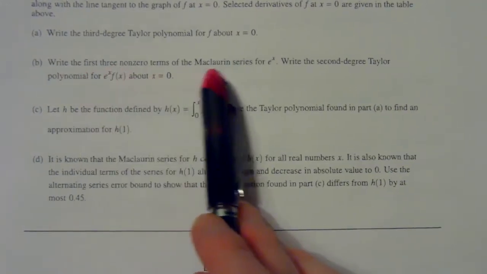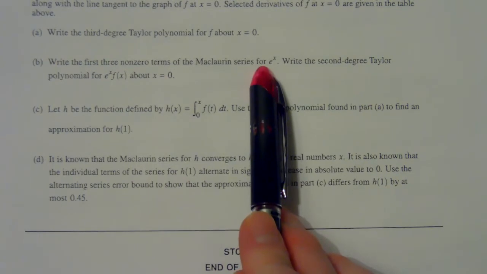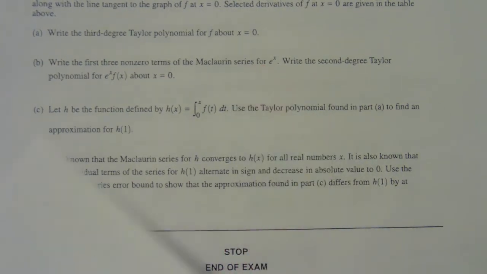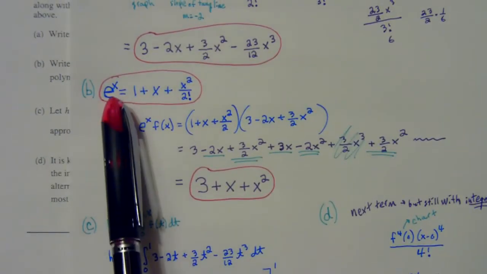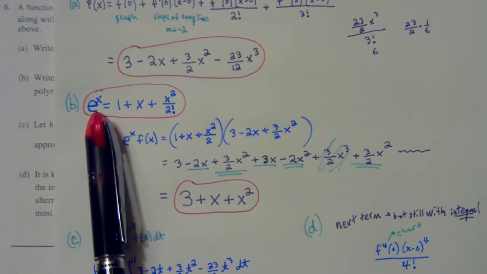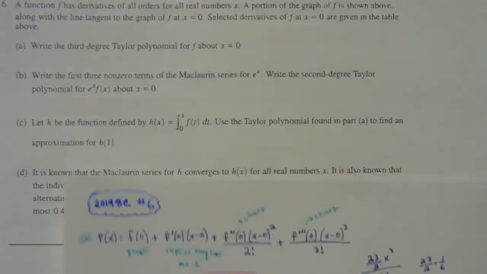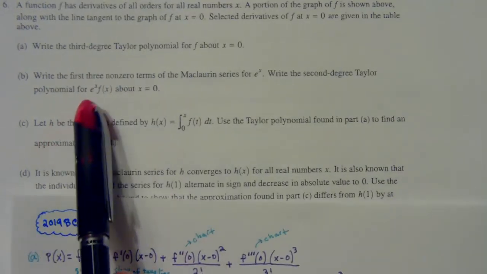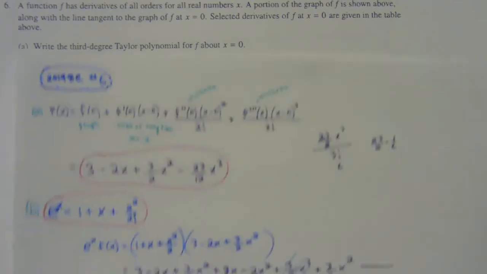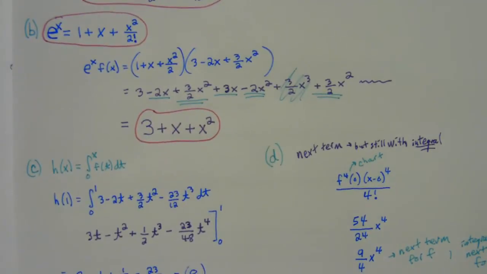The first part just says write the first 3 terms of the Taylor series or the Maclaurin series for e to the x. And so there's what you got memorized from your purple sheet there. Your e to the x is 1 plus x plus x squared over 2 factorial. Those are the first 3 terms. And then it wants us to use that to find e to the x times f of x. And I believe this is the second time we're seeing something like this. We saw that recently as well.